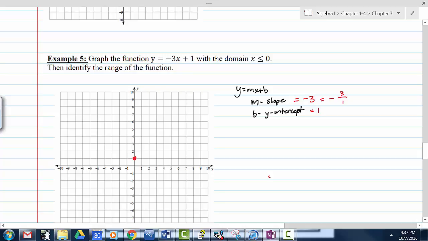So I'm going down 3: 1, 2, 3, over 1. That's one of my points. 1, 2, 3, over 1. That's another one of my points. So on and so forth, right? So now see if I can draw a line to connect all those points together.